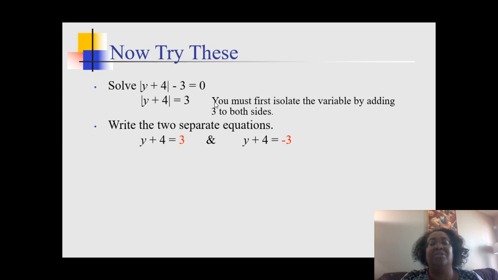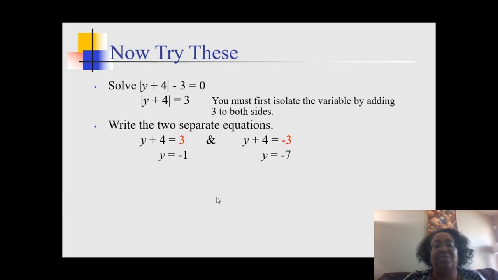So there are my two equations. You're going to solve them. For this one, what you had to do to isolate the y was subtract 4 from both sides, which leaves you with negative 1. And on this one with the negative 3, you had to subtract 4 from both sides again. And in this case, you're going to get negative 7, because you have negative 3 plus a negative 4, or negative 3 minus 4, same thing, equals negative 7.